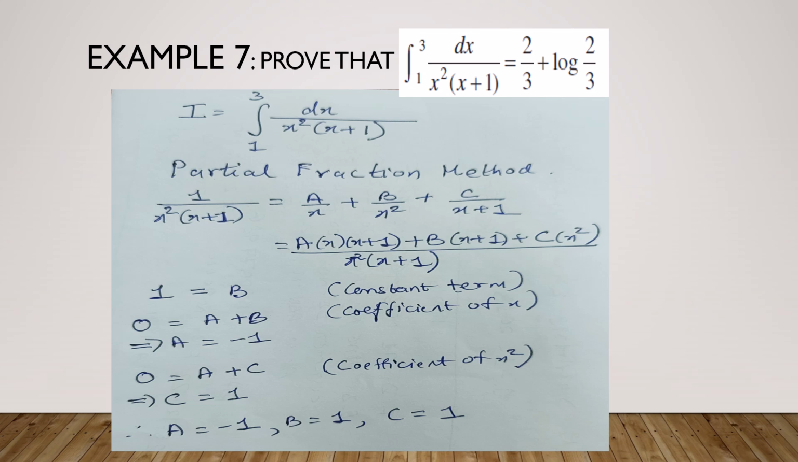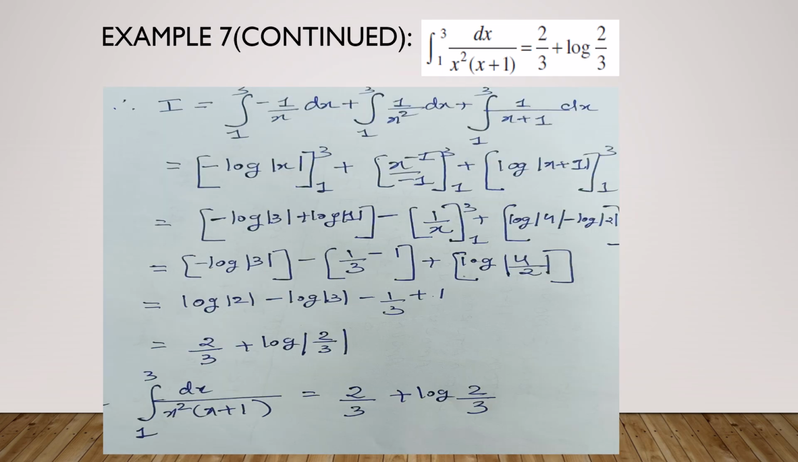Looking at this kind of example, you should know we have to use the partial fraction method. So in our example, we put the values of a, b and c. So I is equal to integral 1 to 3 of minus 1 by x dx, plus integral 1 to 3 of 1 upon x square dx, plus integral 1 to 3 of 1 upon x plus 1 dx. You know the integral of 1 upon x is log mod x. 1 upon x square means x raised to minus 2, whose integral is x raised to minus 1 upon minus 1, and the integral of 1 upon x plus 1 is log of mod x plus 1.